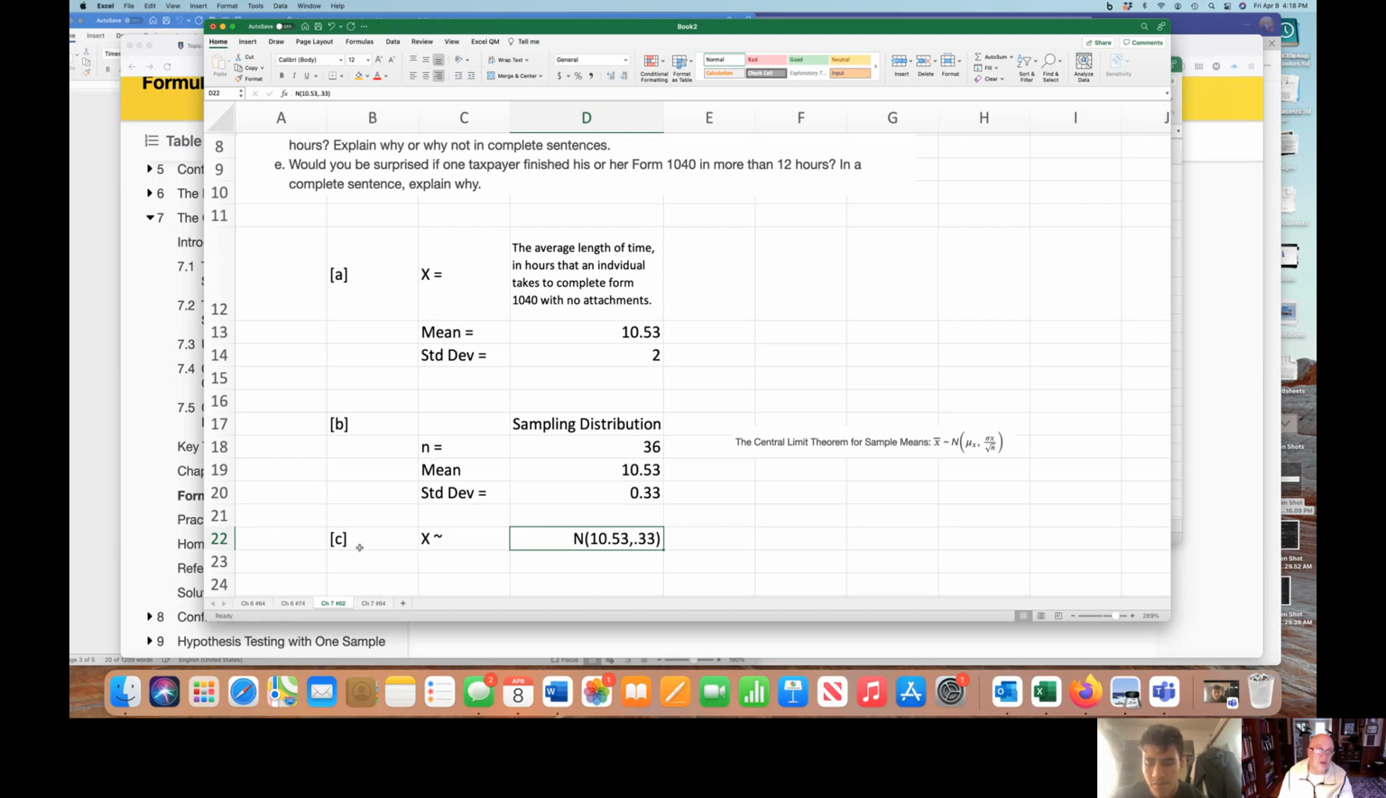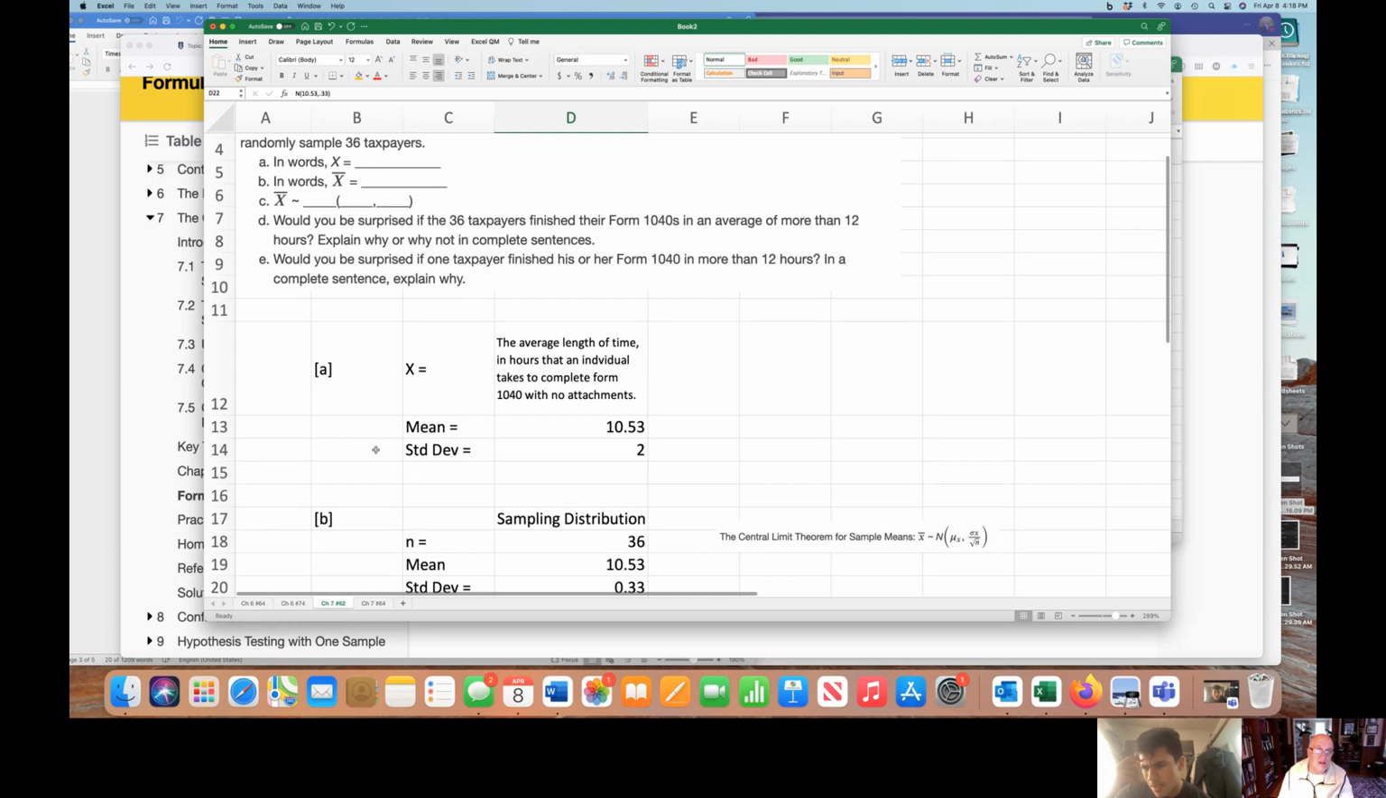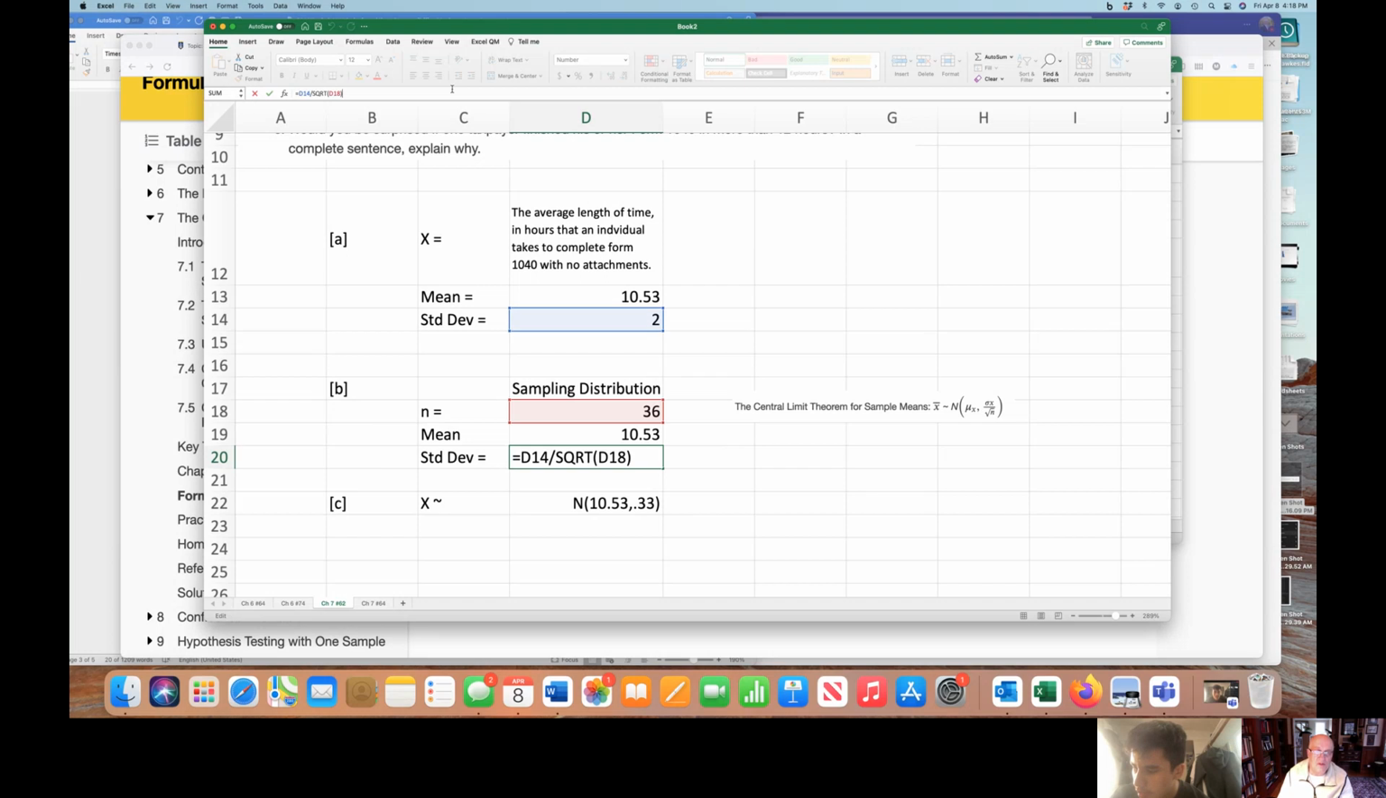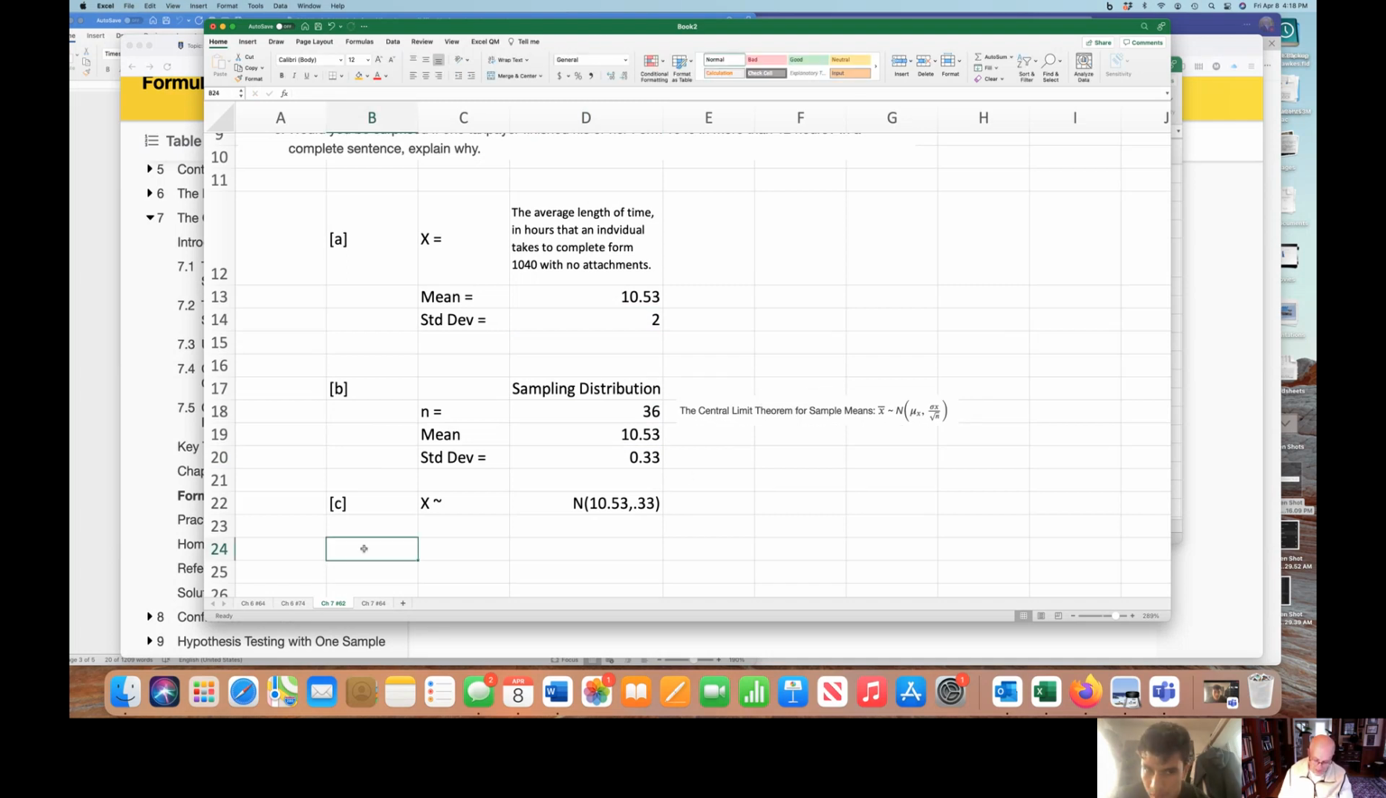D is asking the question what? Can you repeat how you got the standard deviation for B? It's that formula. Standard deviation divided by the square root of 36. Gotcha. Standard deviation divided by the square root of 36. D14 divided by the square root of D18. What's D asking us for?